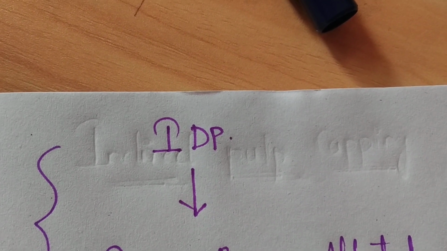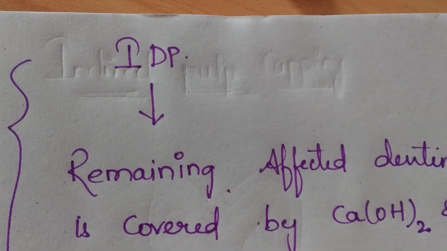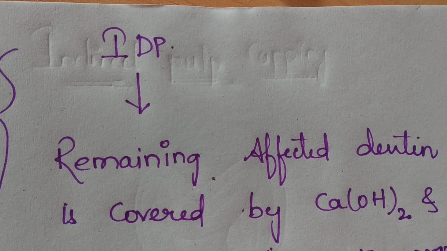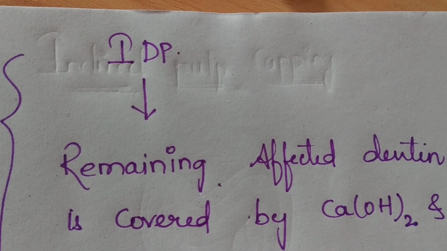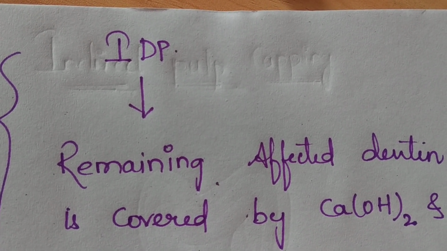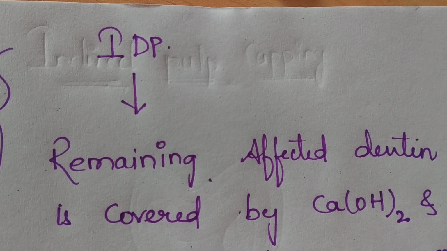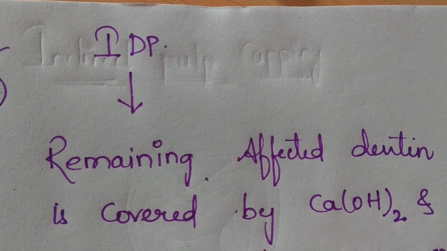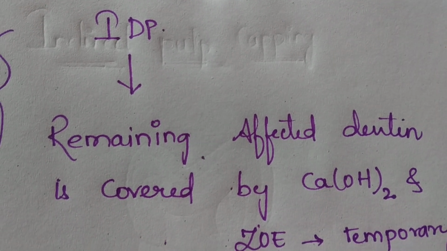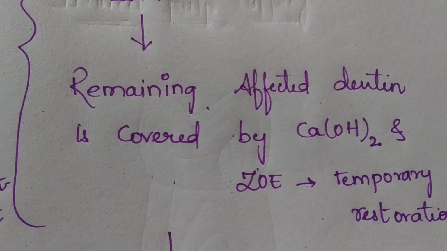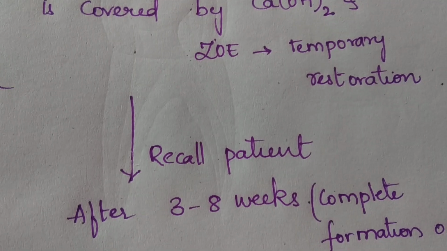In calcium hydroxide technique, the remaining affected dentine is covered with the calcium hydroxide layer, as the use of calcium hydroxide is very popular for accelerating the formation of reparative dentine, and this base is covered with the temporary restoration of zinc oxide eugenol. It comes under the first appointment.